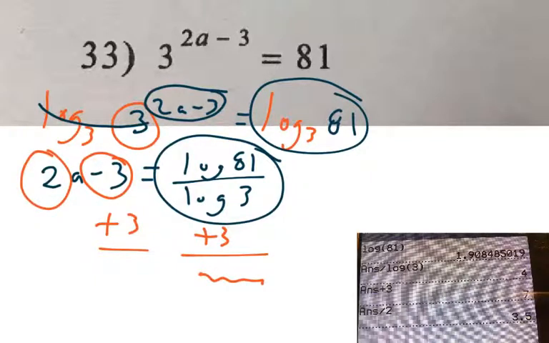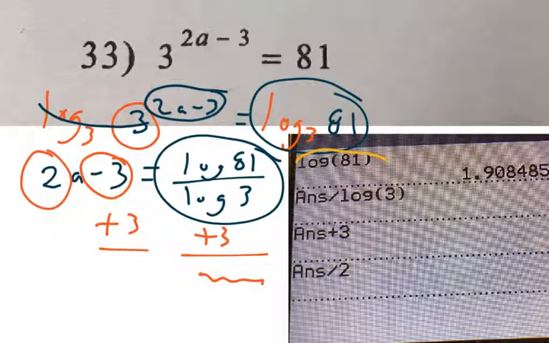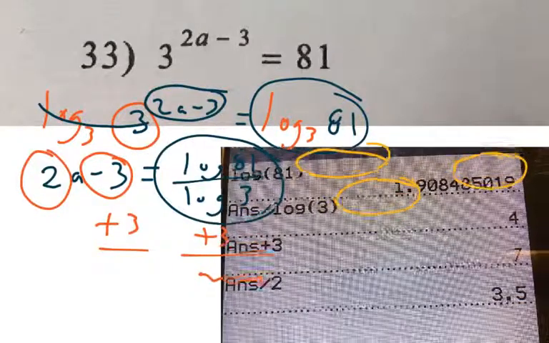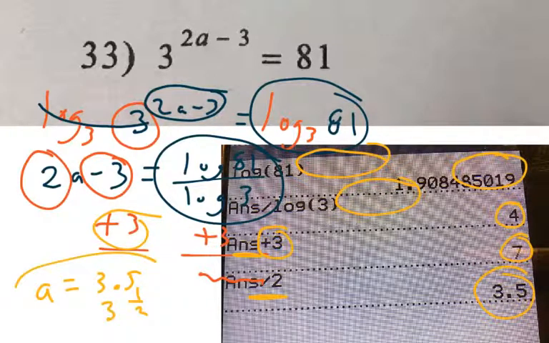And that's what I did on my calculator over here. Let's make sure we did it correctly here. I went ahead and did the log of 81, 1.9 and some change. I went ahead and divided by the log of 3. I got 4. We then took that answer and added 3, as you can see right there. We got 7. We then divided by 2, 3.5. I now know a, therefore, is simply 3.5 or 3 1/2. Pause the video if you need to.